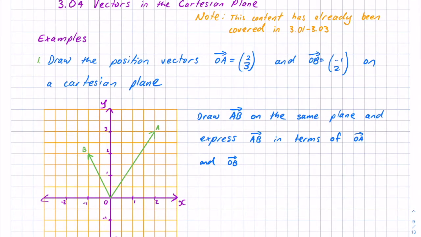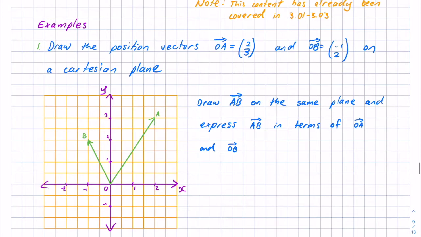So exercise 304 is vectors in the Cartesian plane. Now I've already talked about a lot of this content in this chapter. So let's look at this example. Draw the position vectors OA, which I've already drawn there, which is (2, 3), and OB, which is (-1, 2), on a Cartesian plane.